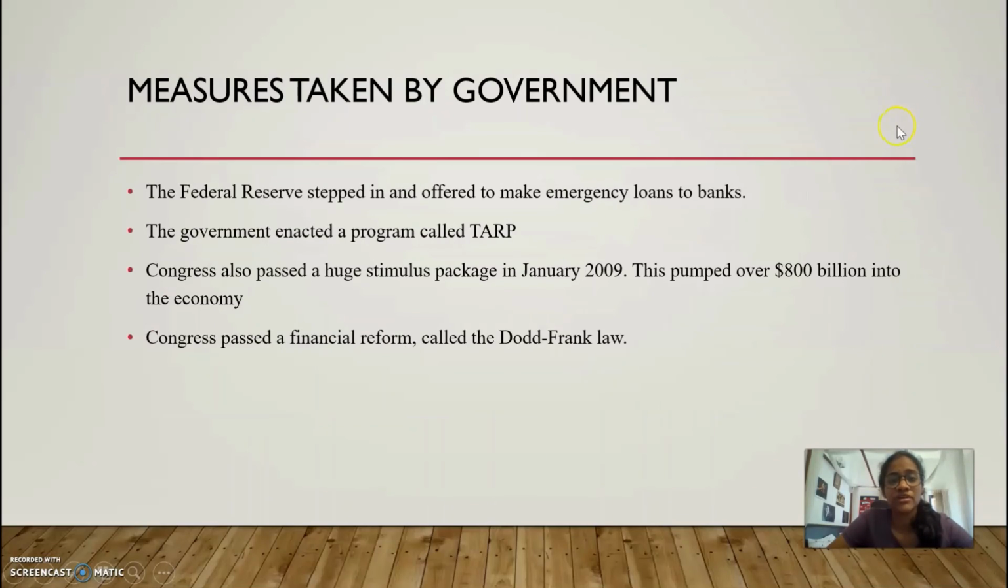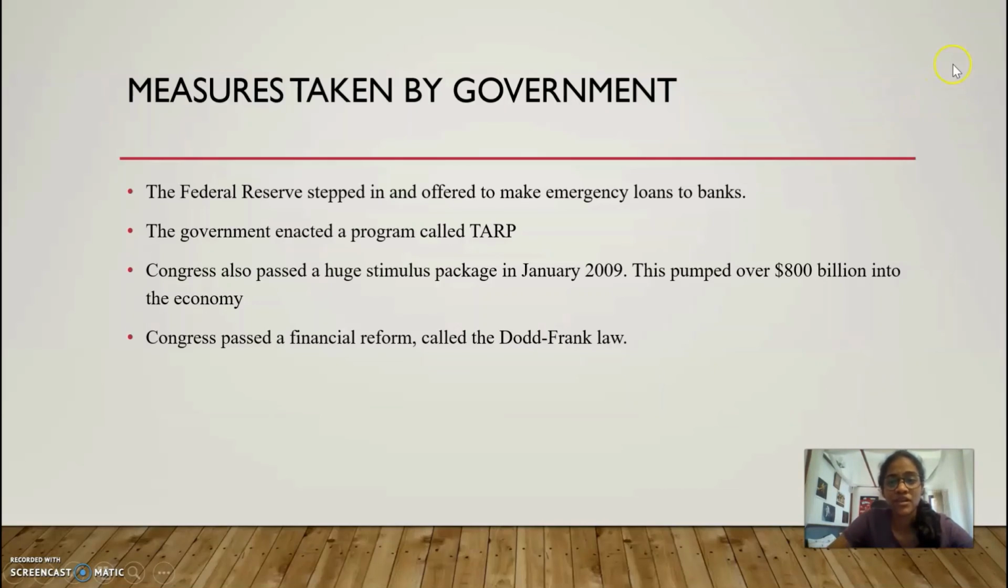Now, the government did a lot to try and improve the situation. They introduced the TARP program, which is basically the Troubled Assets Relief Program. The Congress introduced around $800 billion into the economy to try and lift it up from recession. The Congress also introduced the Dodd-Frank law, which allowed the federal government to take control of those banks that were on the verge of bankruptcy, as well as to prevent banks from lending loans to people that were not capable of paying it back.